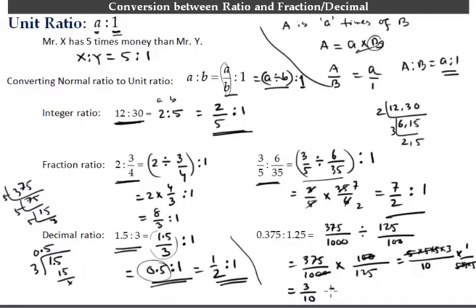So we will be getting only 3 divided by 10. That can be written as 3 divided by 10 ratio 1. 3 divided by 10, that means this one is actually in ratio form. If we write it in ratio form, we get 3 ratio 10, that means A ratio B. So in unit ratio form, we will write 3 ratio 10 ratio 1. So this is the unit ratio corresponding to this decimal form normal ratio.